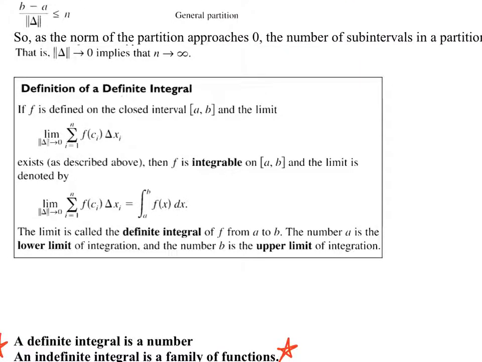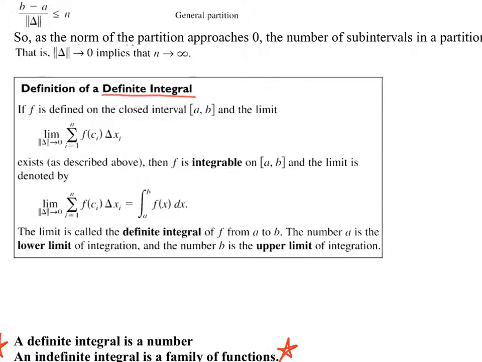So, here's a new term, and this is definitely something that you need to be very familiar with, and that is the definition of a definite integral. When we were finding antiderivatives, we were finding indefinite integrals. Here we're finding the definite integral. It says if f is defined on a closed interval from a to b and the limit exists, as we just described, then we say f is integrable. It's a fancy term for just saying we are able to take the integral of it.